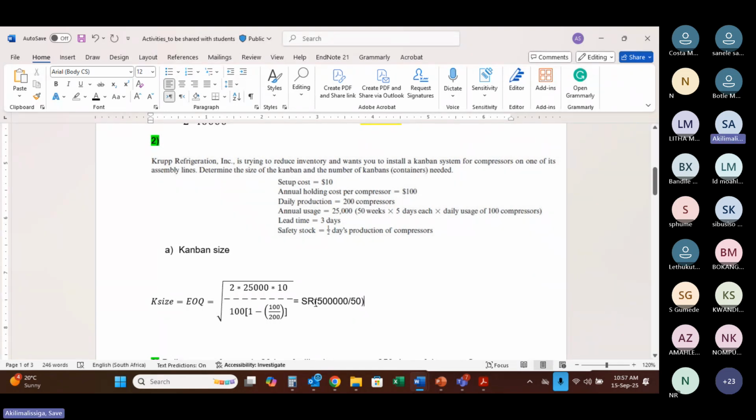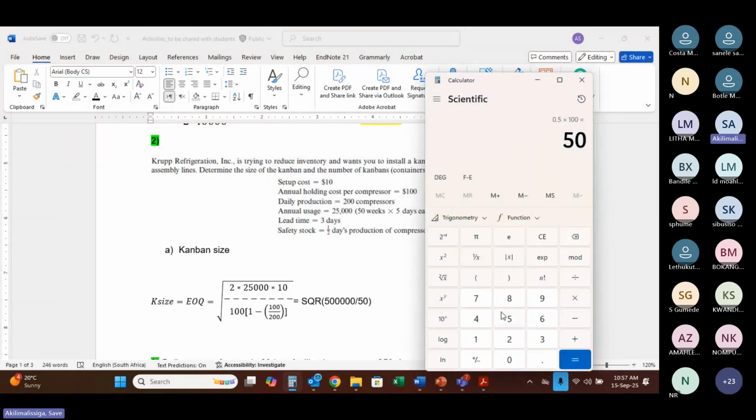So here we have the square root of 500,000 divided by 50. That gives us 10,000. And the square root of 10,000, what is the sign of the square root here?